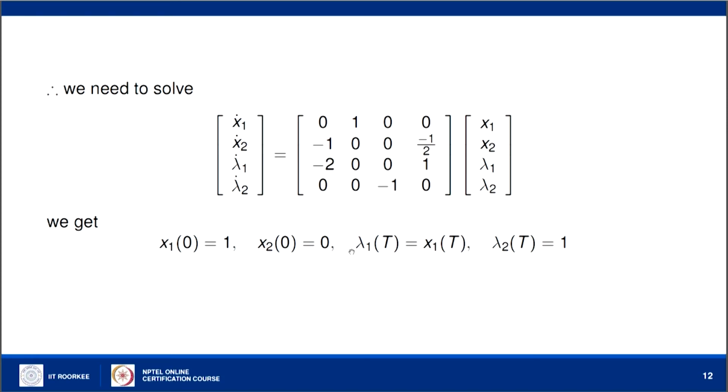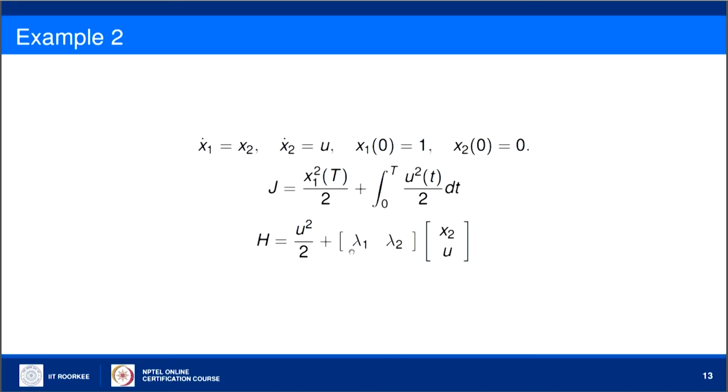x1 star, x2 star are the optimal state that is coming from the solution of this system. So, this can be solved like this. So, now we consider the second example quickly.